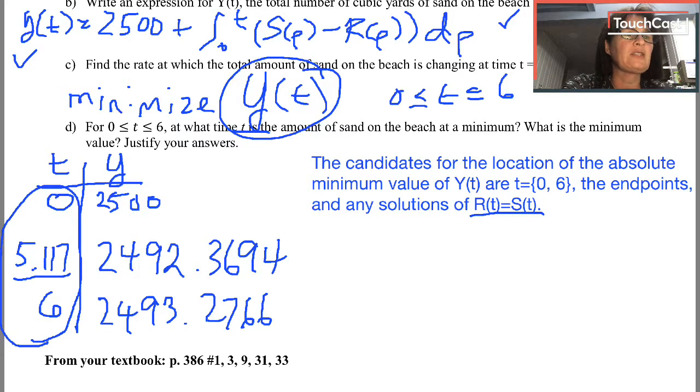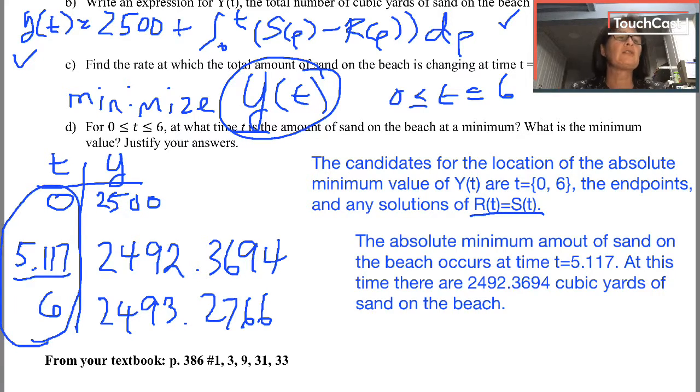All right, the second part is actually just reading from your table and figuring out what that smallest value is. So then you can read the answer from your table. This is the smallest of the y values in my table. And I would say the absolute minimum amount of sand on the beach occurs at time t equals 5.117. At this time, there are 2,492.369 cubic yards of sand on the beach.